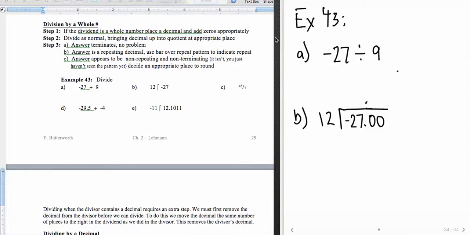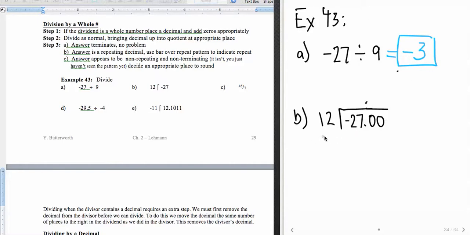All right, this is section 2.5, and we're dividing numbers by whole numbers, and we're throwing in our integers as well. So when we divide a negative by a positive, we know that we are going to get a negative answer, and then we're going to divide 9 into 27, which of course gives us a whole number 3. Terminating answer.